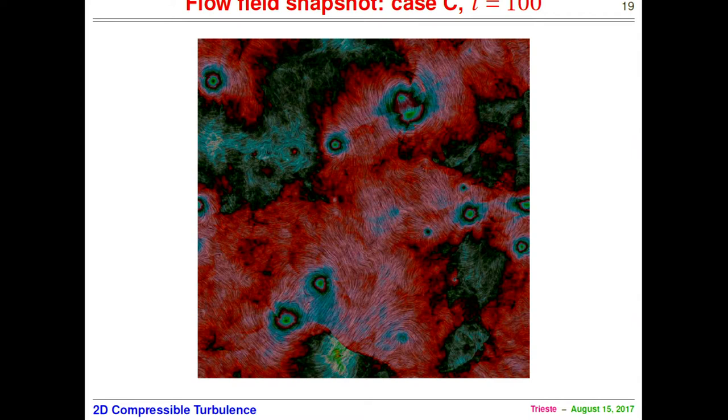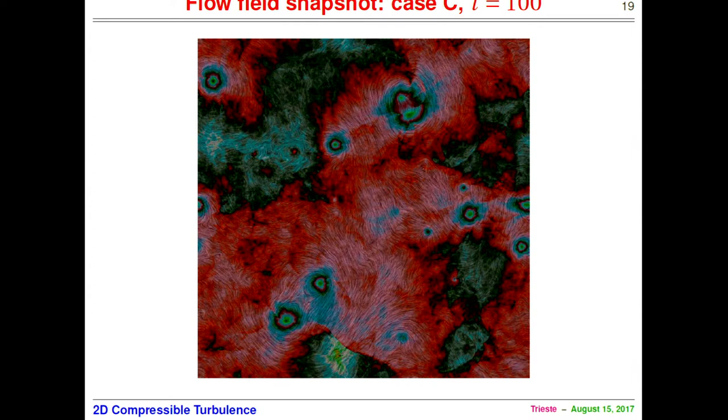There are different ways to visualize this turbulence, but here I'm using a method developed by Cabral and collaborators at Lawrence Livermore National Laboratory in the early 90s. This texture shows the flow lines and the color shows the density. You see vortices here and there. These are density minima associated with large coherent vortices in this case. And this is a higher density region between the vortices, okay?